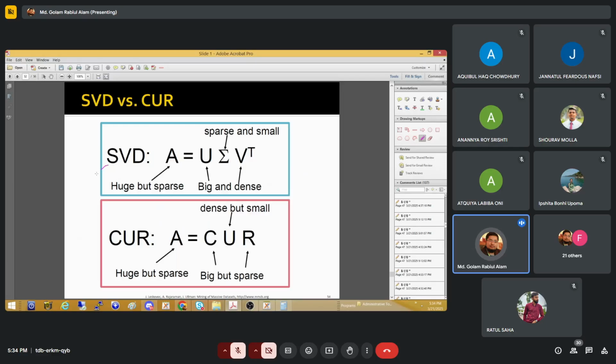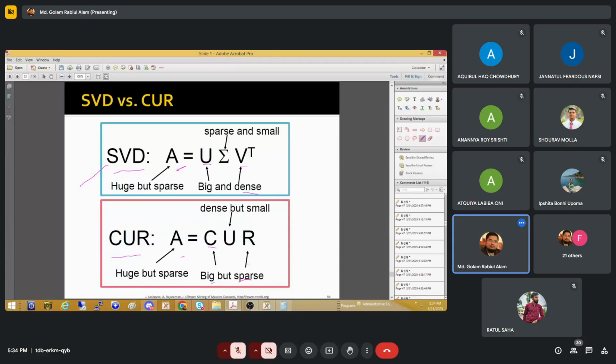So what is the difference between SVD and CUR? Because SVD is also used for data dimension reduction, and CUR is also used for data dimension reduction. But what is the difference? Here, this is the big data. If we consider the big data case, it is huge but sparse. U and V in SVD are unitary or orthogonal matrices, and both are big and dense. Here C and R are also big but sparse.